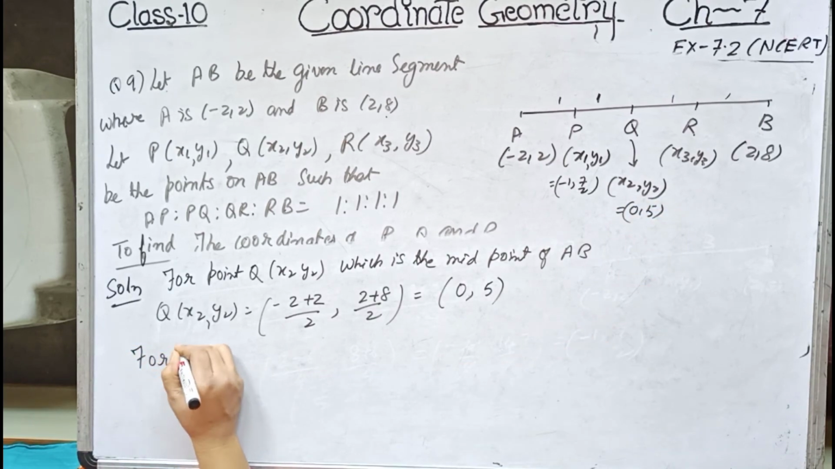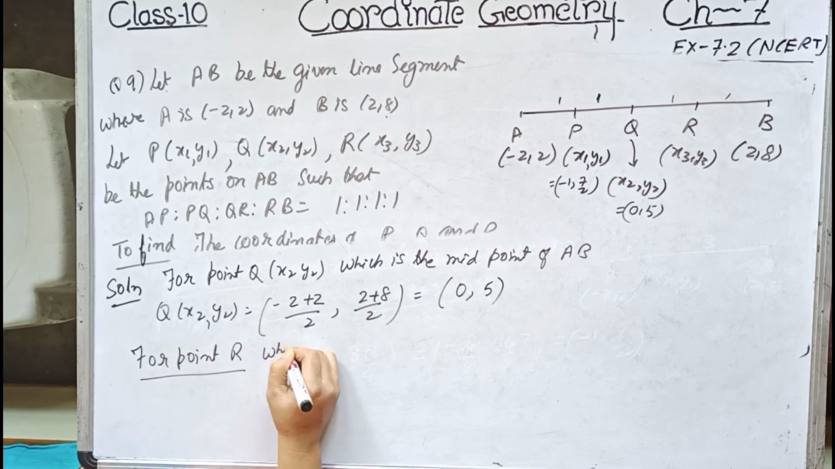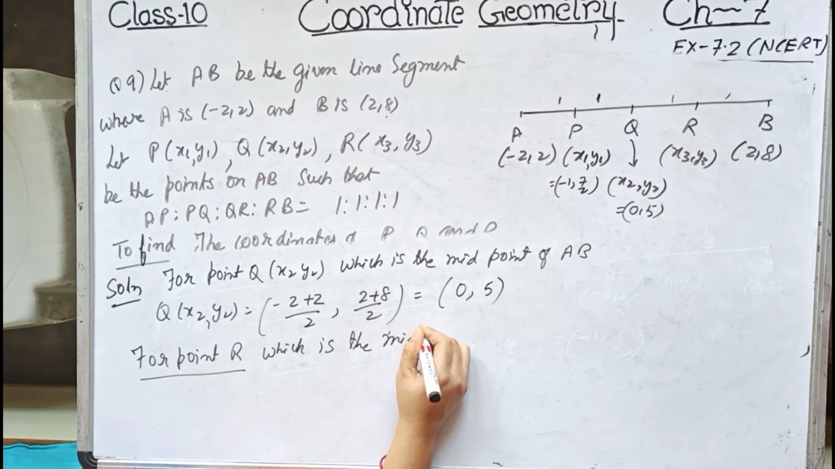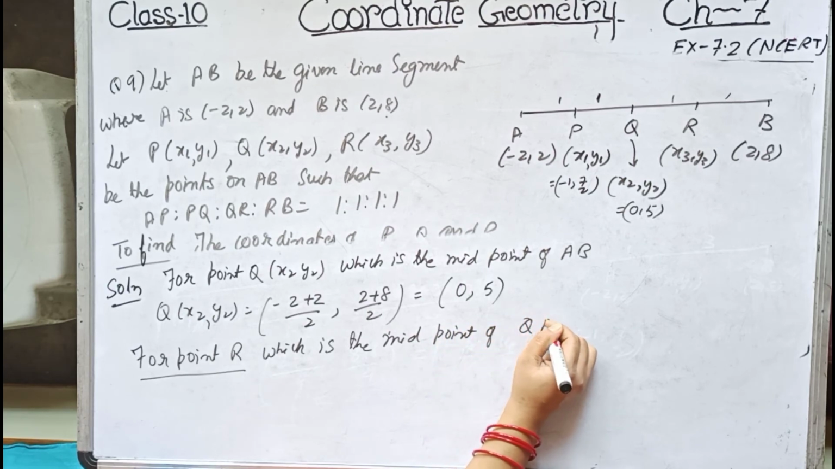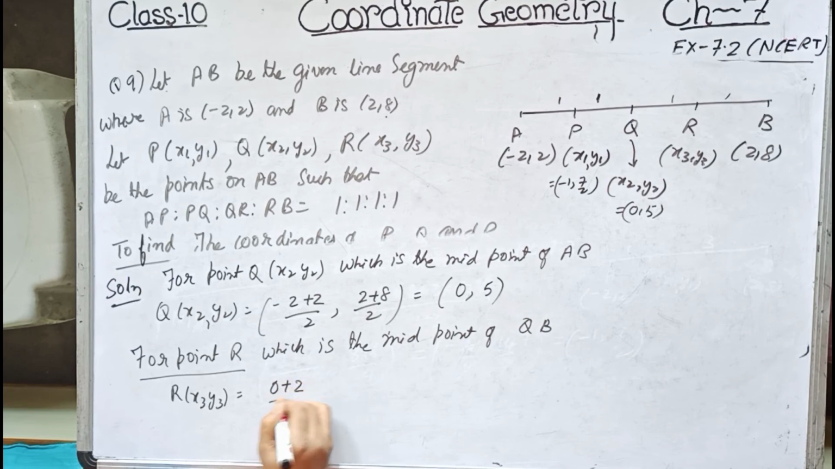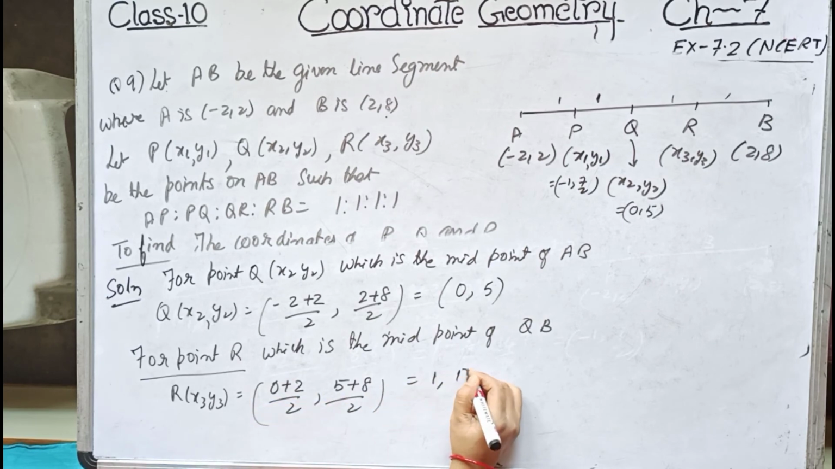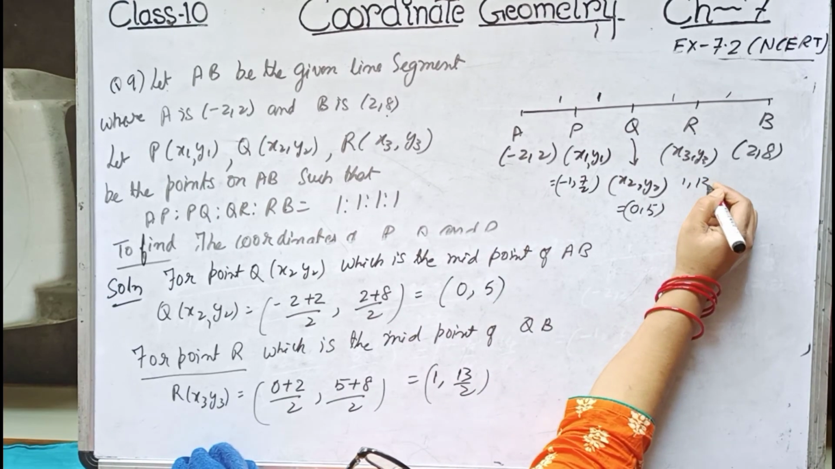Now for point R, which is the midpoint of QB. R (x3, y3) equals (0 plus 2) by 2 and (5 plus 8) by 2, equals 1 and 13 by 2. So this will be (1, 13/2).